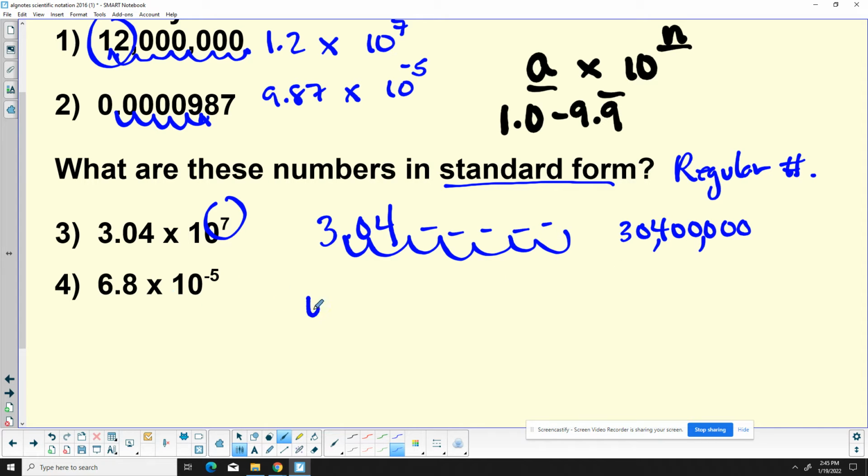And on this one, I'm doing the 6.8 and I'm going left. So 1, 2, 3, 4, 5. So that's 4 zeros and the 68. And I knew I was making it smaller because of that negative right there. So I knew I was moving the decimal to the left-hand side.